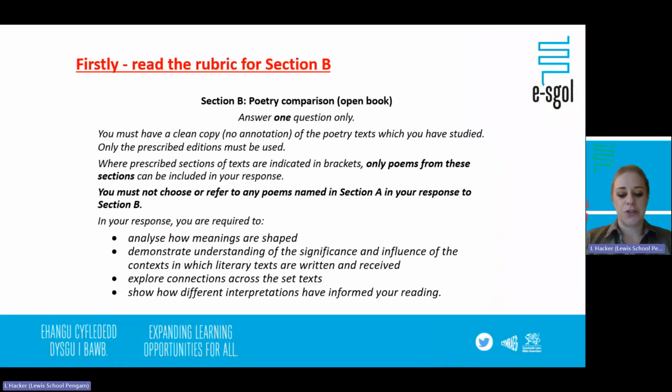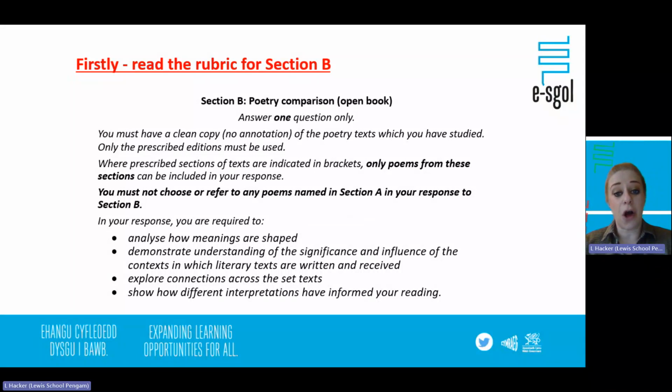Okay. So we're going into the exam, and the first thing that we need to do is to read the rubric for section B. This will be in the exam paper, and you'll have this in front of you, and it's really important to familiarise yourself with this particular rubric. So this is an open book exam, as we know. It's a 2-hour exam, and section B is worth 80 marks. Now, you will be given 2 questions on your poetry collections, and you answer one of those questions.